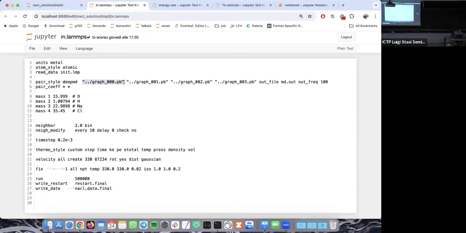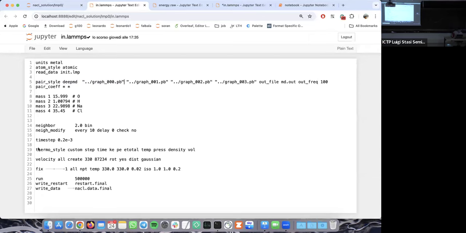You give the model. In this case, I give it four models, because I also want to keep track of the deviation between these four models, to see if my simulation is going okay, or maybe going somewhere that I wasn't expecting.